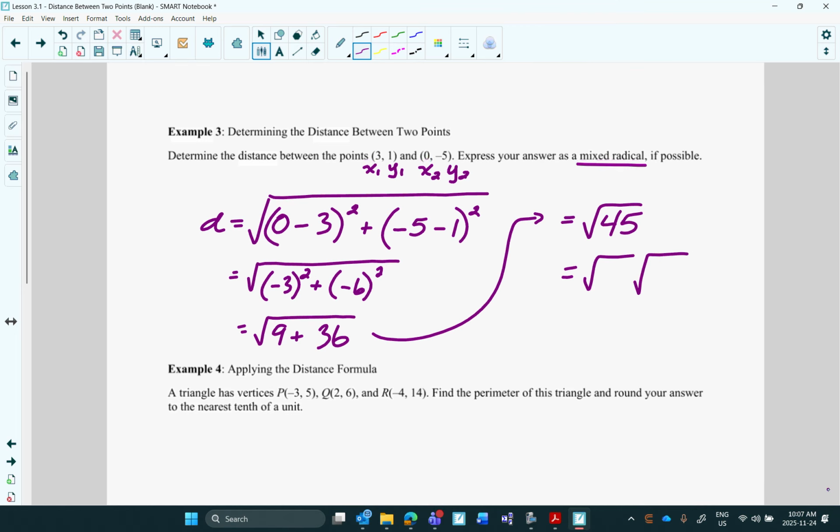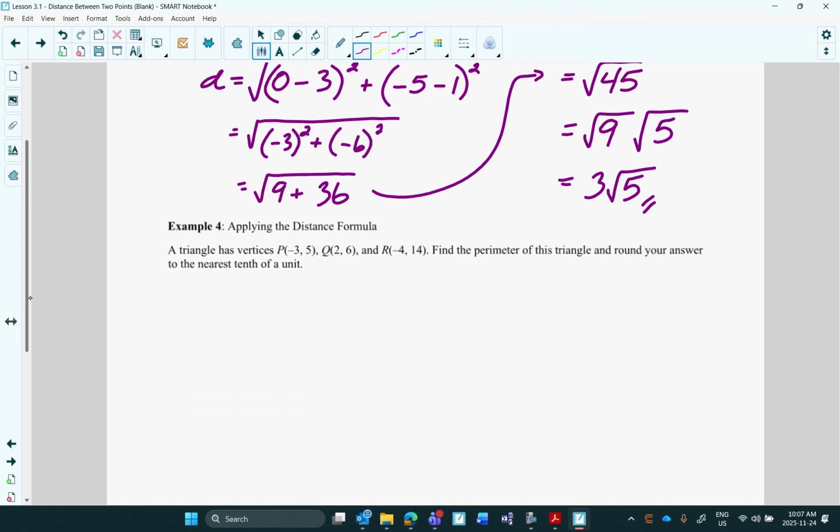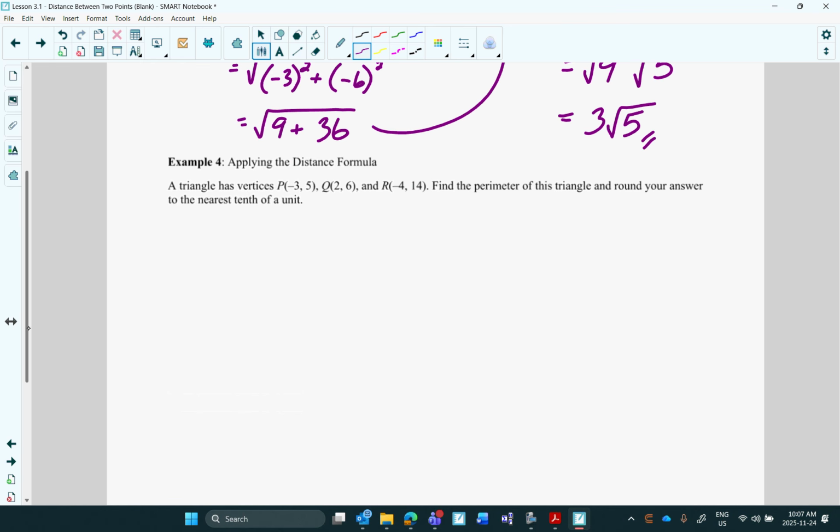And what is the highest perfect square, Olivia? 9, which means the other number must be 5, because 9 times 5 is 45. So the simplified answer becomes 3 square root 5. Good. Okay, so that's using something from unit 1 to answer this question. However, sometimes you'll be asked to do decimal, in which you would pull out a calculator and do it.